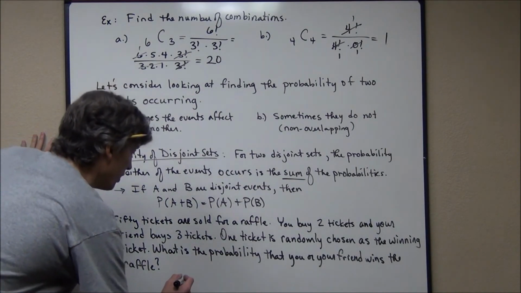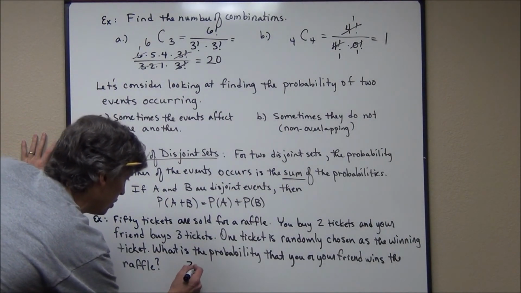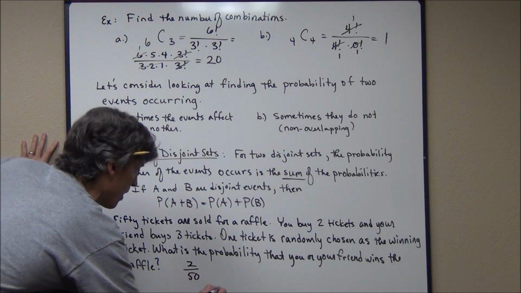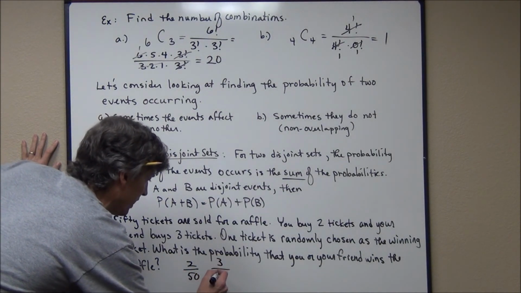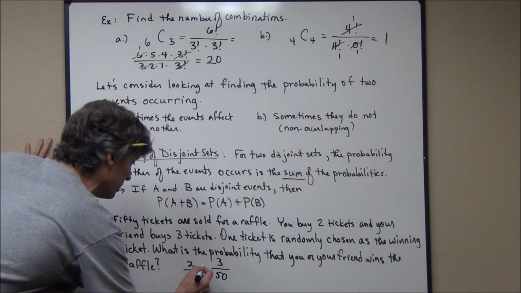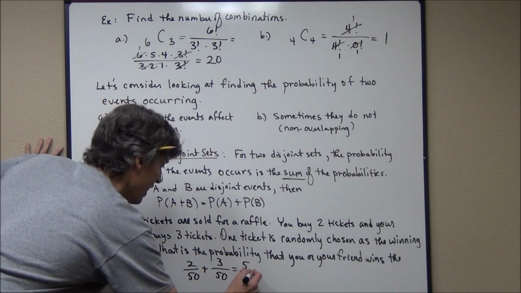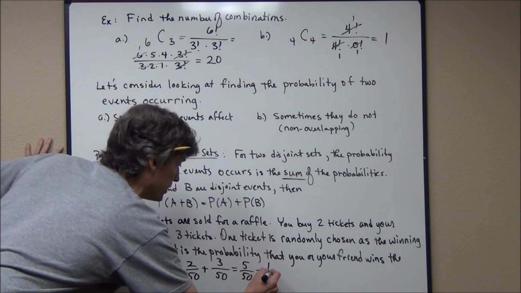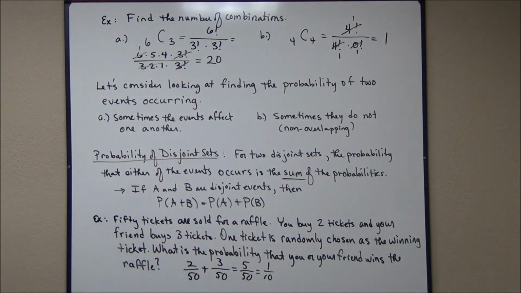Well, the probability that you win the raffle would be 2 out of 50. The probability your friend wins would be 3 out of 50. So the probability that you or your friend wins would be 5 out of 50, or 1/10, 10% if you want to write it as a percent. And that's an example of finding the probability of 2 disjoint events. All right, so look this over and practice, practice, practice.